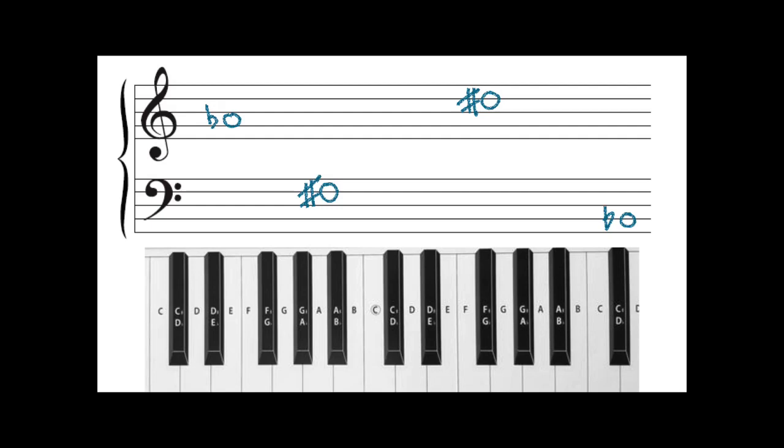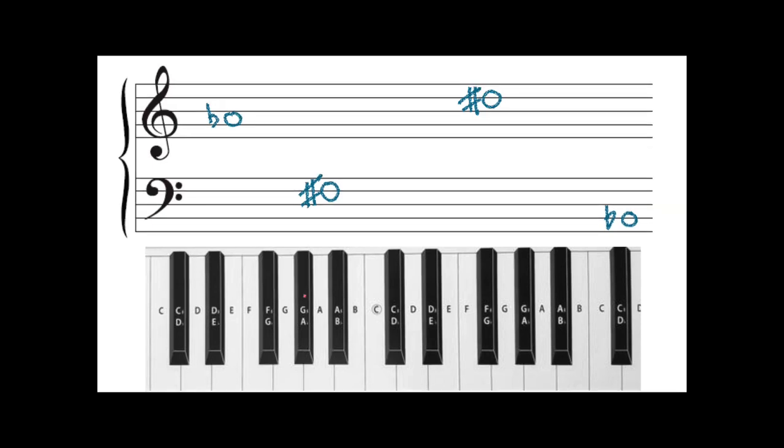One way to find out is by locating them on your keyboard. If we find the key that represents A flat, we see that it can also be called G sharp. F sharp shares a key with G flat. D sharp shares a key with E flat. And B flat shares a key with A sharp. These are all enharmonics.